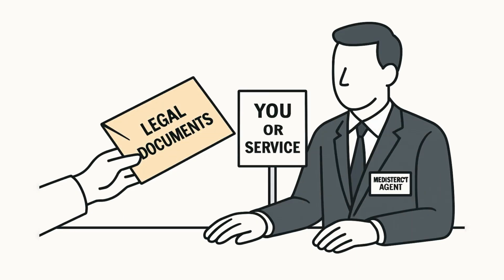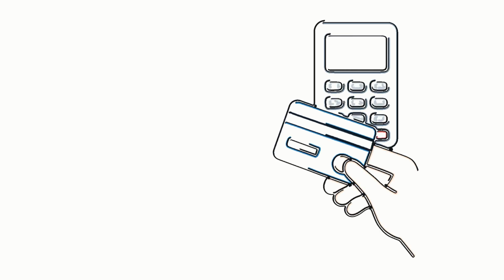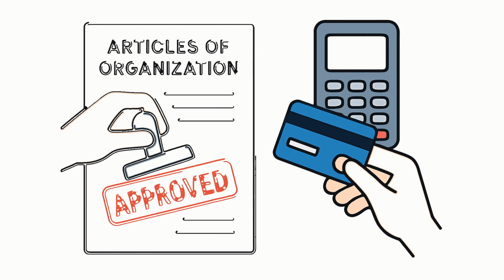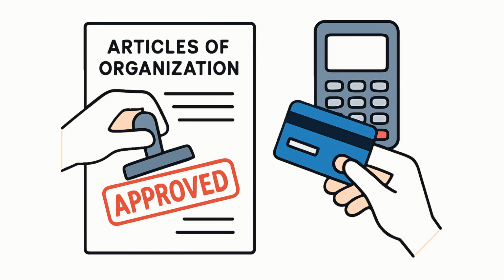Step 4. File your formation documents. These are often called articles of organization. You submit them to the state and pay a filing fee. Once approved, your LLC is officially formed.